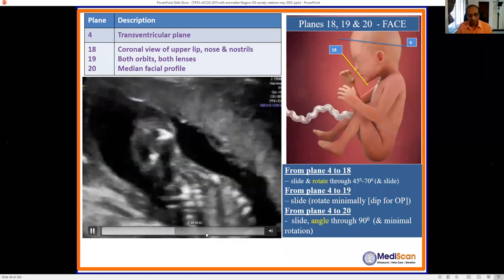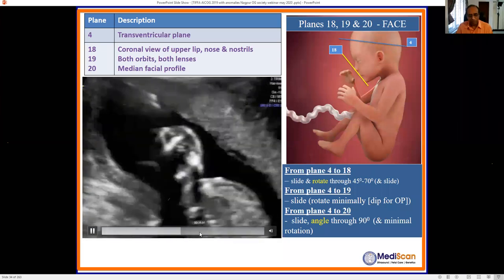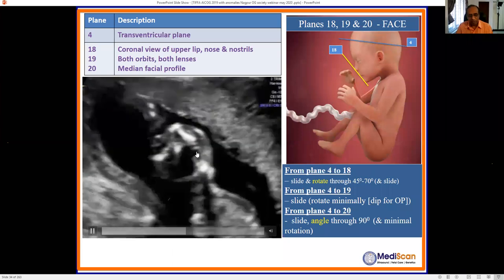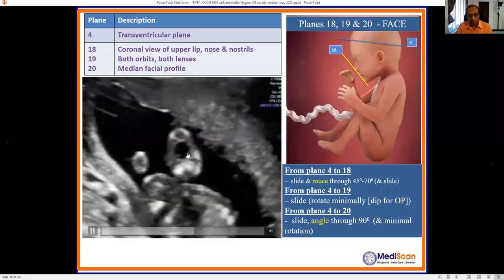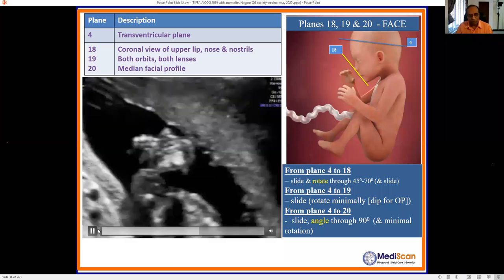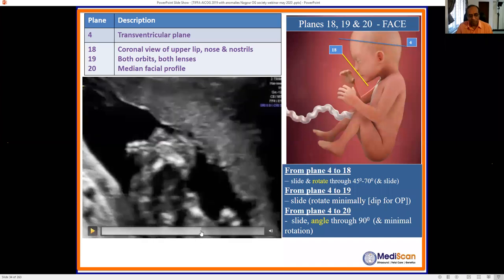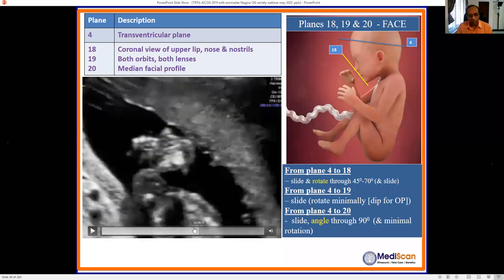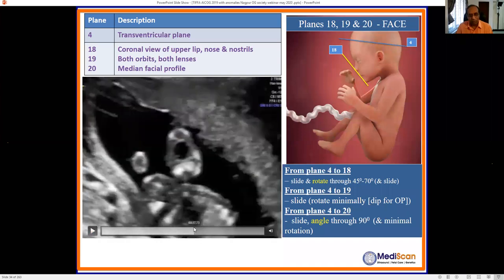You have to wait for the baby to come to position. There, you can see the mouth. You can see the mouth opening and closing. Now, it's very fortunate if you have the mouth open and closed there. You can see the mouth open and close.